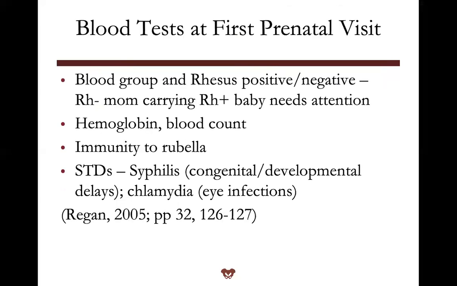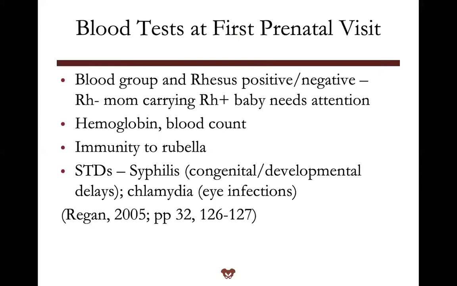All right, so blood tests are performed at the first prenatal visit. So blood group and rhesus positive and negative will be assessed. So remembering that our moms who have Rh negative blood and carrying an Rh positive baby is going to need attention prior to giving birth. So she's going to need that RhoGAM shot in order to prevent problems.